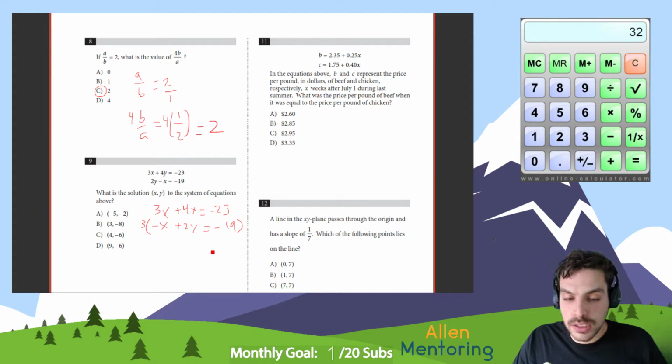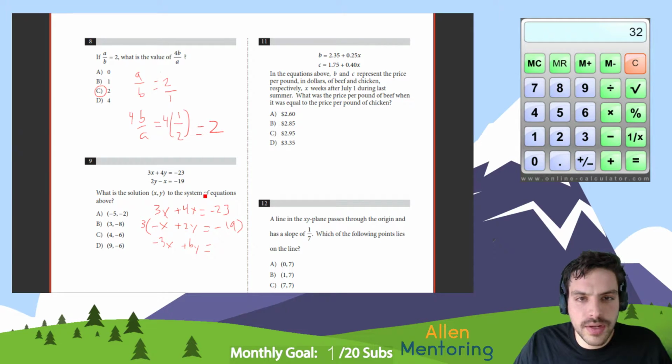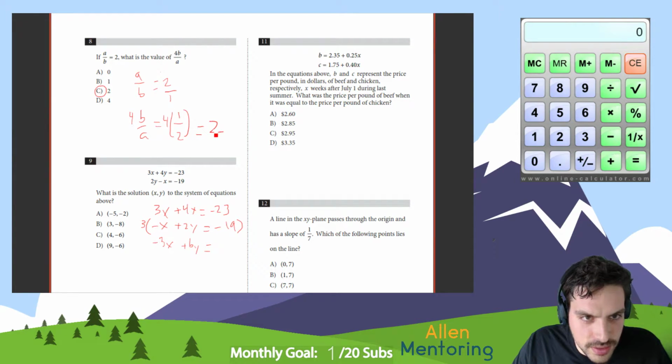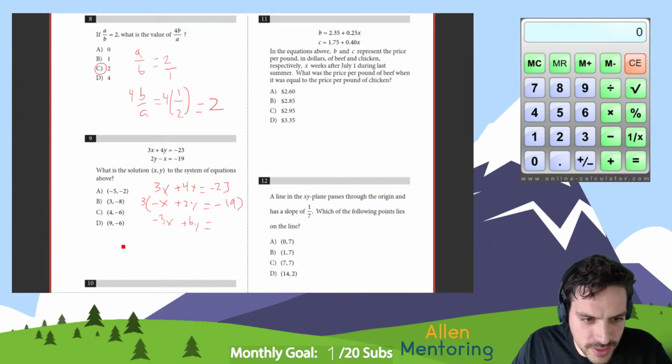So this is a totally legit algebra move, and feel free to use it wherever you see fit. So in this case, it's going to be minus 3x plus 6y is equal to negative 19 times 3. Where's my handy dandy? Oh, bam. Wait, am I allowed to use calculators in this? No, I'm cheating. What am I doing here? Okay, so negative 19. I almost cheated.